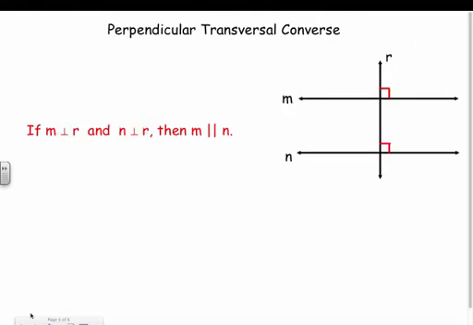We also have the converse of the perpendiculars. So before, if I had parallel lines and a line was perpendicular to one of them, then it was perpendicular to the other. Well, now it's the opposite way. If I have one line perpendicular to another and another line perpendicular to that same line, so I said M is perpendicular to R and N is also perpendicular to R, then M and N have to be parallel. The perpendicular transversal converse: a transversal that cuts through as a perpendicular.